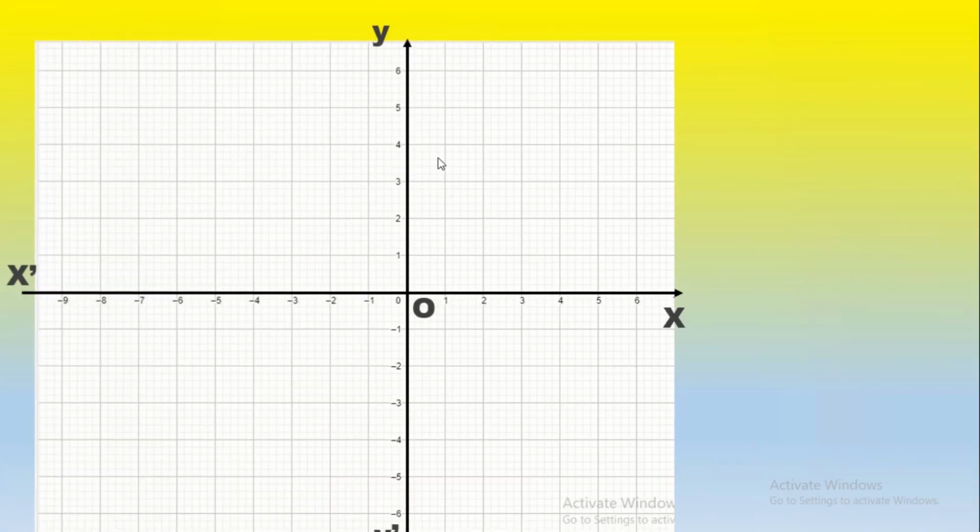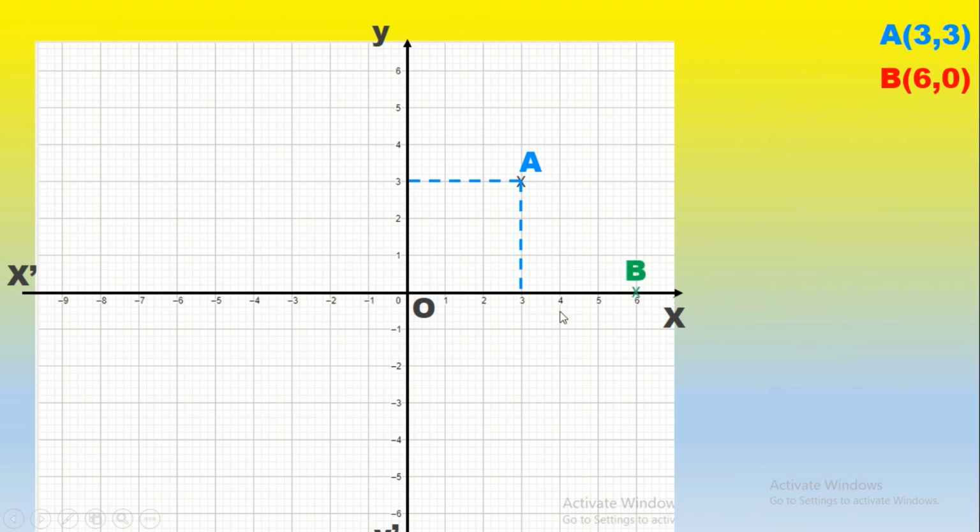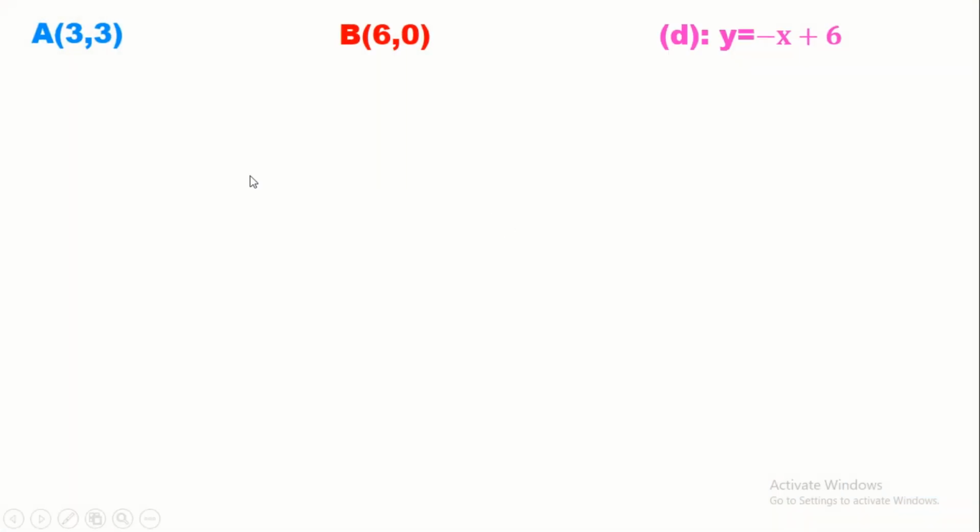Let's start together. We have sure A 3, 3. We should project on x-axis then y-axis. We plot the point A, B 6, 0 and the point E of coordinates 0, minus 6. Now let's prove that the 2 points A and B are 2 points on the straight line D.